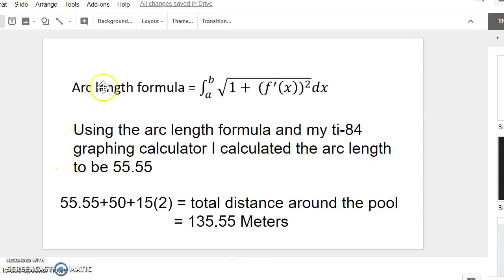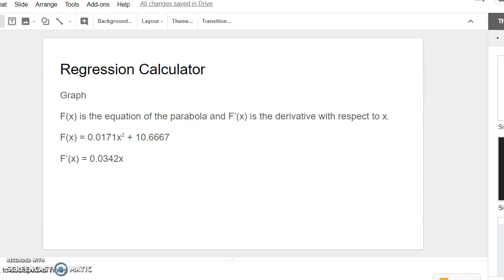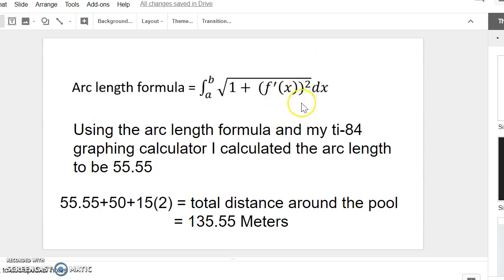Finally, this is the formula I was going to use in order to calculate the arc length. I plugged it into my TI-84, where A was negative 25, B was 25, and then f prime of x was 0.0342x. So then I plugged this equation into my calculator, and it came out to be about 55.55. So that's the length of that arc.